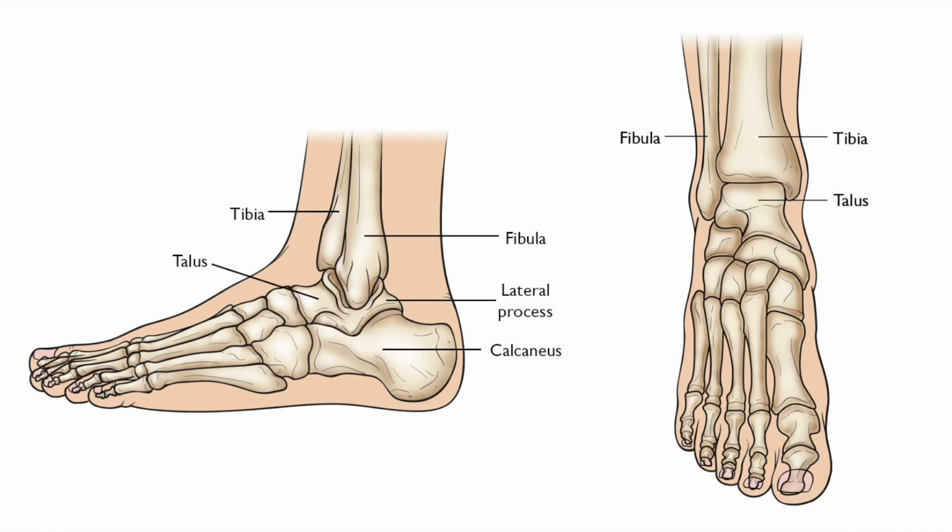And the tibia and the fibula, they basically support the remainder of the leg, and they connect the leg to the foot, obviously. The tibia and the fibula go on top and around the talus to create what is known as the ankle joint.